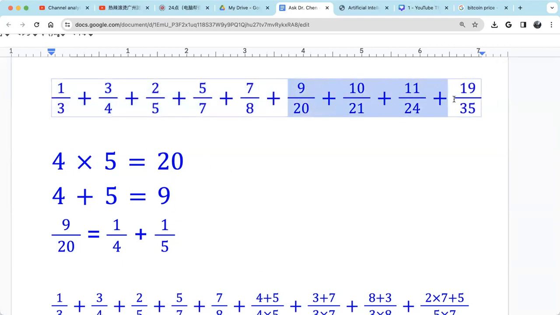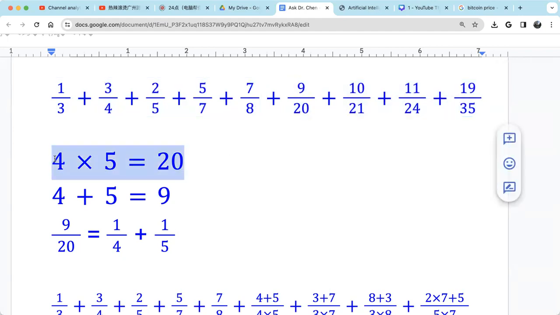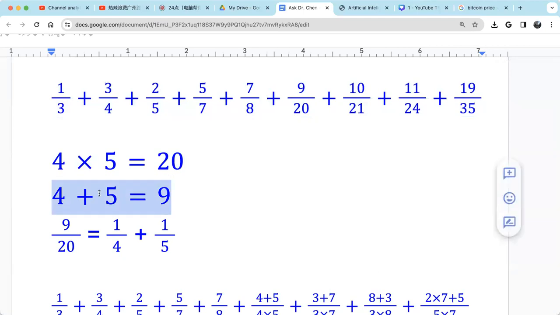So let's see these numbers, those four numbers. We see the denominator can be factored, like 9/20. We use 9/20 as an example. So 20 can be factored as 4 times 5, and 9 is 4 plus 5. So that means 9/20 can be split into 1/4 plus 1/5.